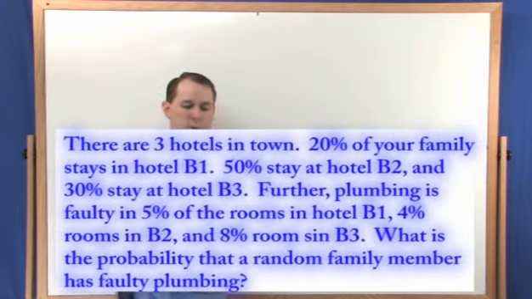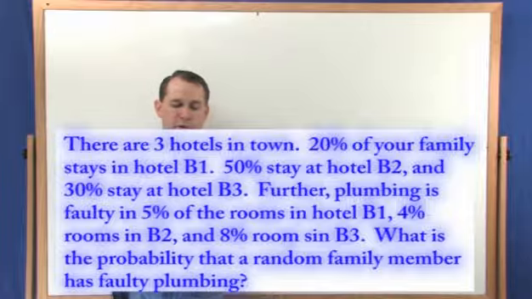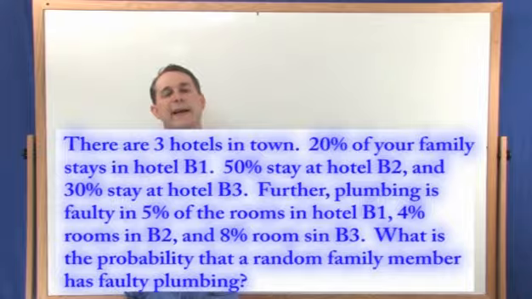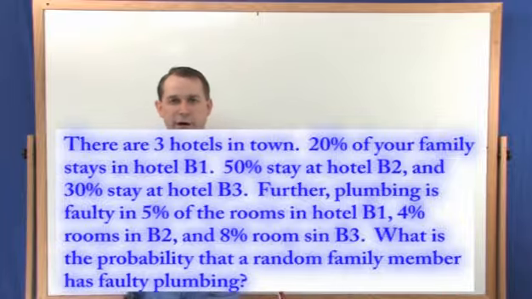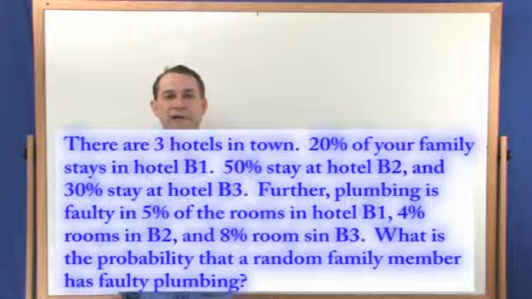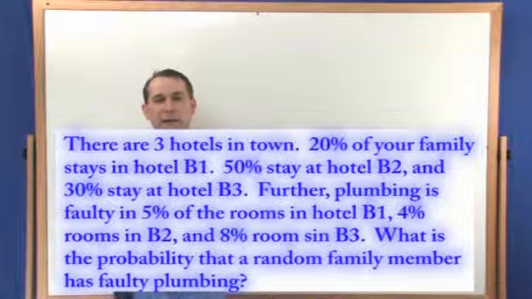First thing we want to know is, what is the probability that any given family member will get faulty plumbing? So you go to town, you know that 20% of your family stays here, 50% stay there, and the remaining 30% stay somewhere else. And we know the percentage that each hotel has bad plumbing. We just want to know, if we pick a family member at random, what's the probability they're going to have bad plumbing?